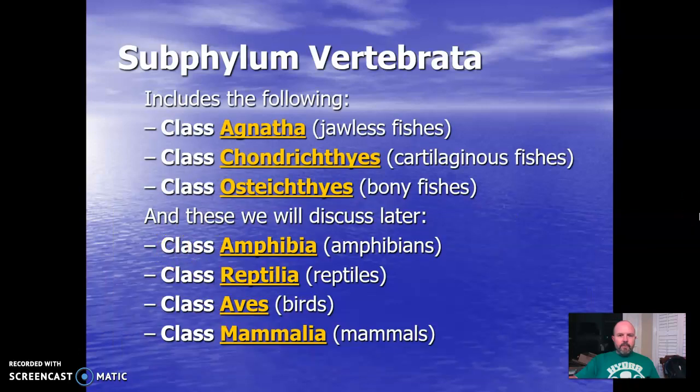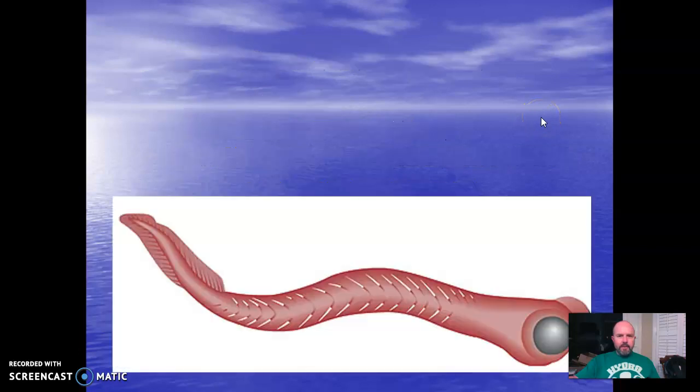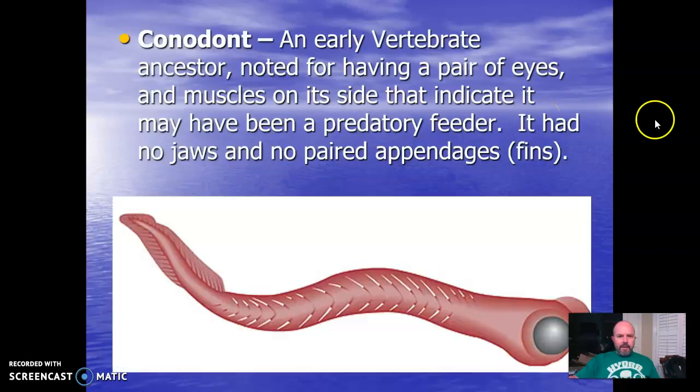Alright, so out of the diversity of subphylum Vertebrata, we're going to focus on the first three groups: class Agnatha, class Chondrichthyes, class Osteichthyes. First guy that we're going to look at is this little dude.